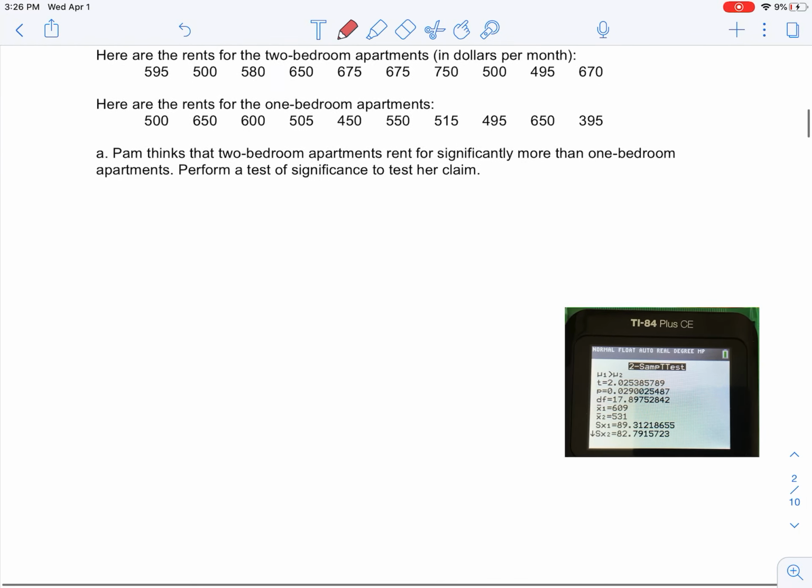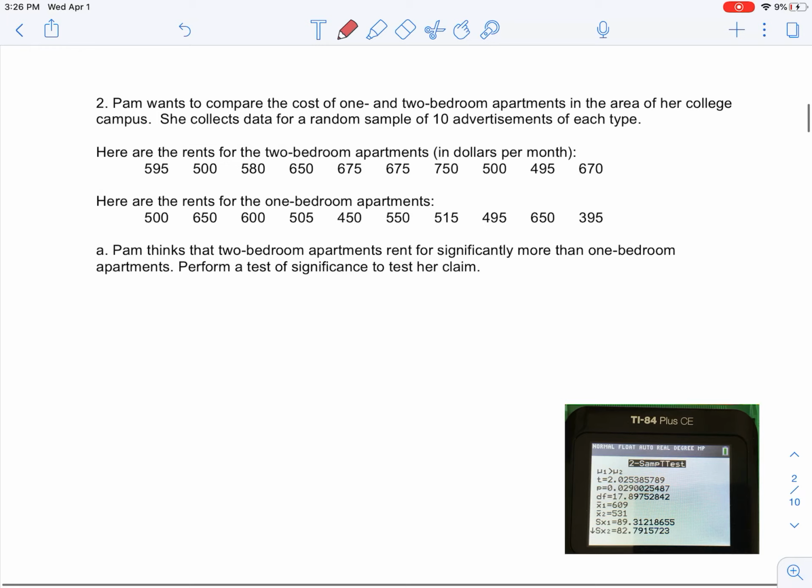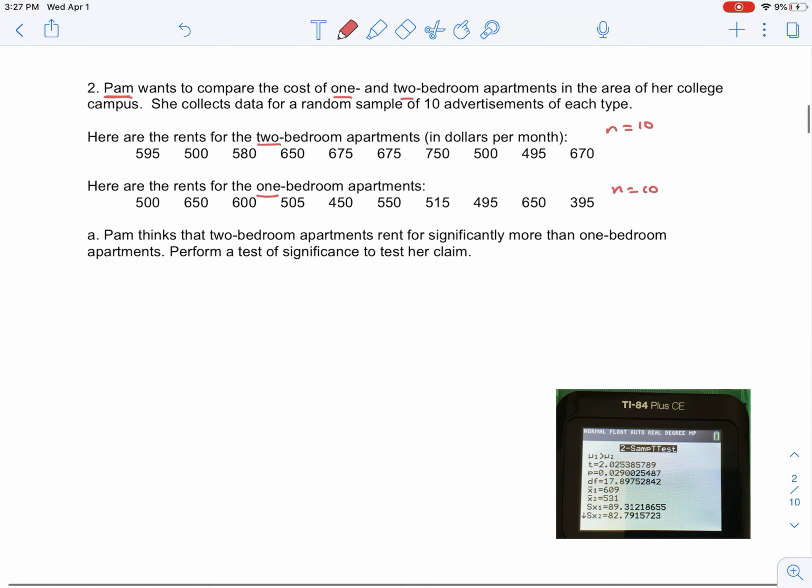Okay, let's try another one. Same idea. This is Pam. Pam is shopping for apartments, 1-bedroom and 2-bedroom apartments. So she's got the price of 10 2-bedroom apartments and 10 1-bedroom apartments. She thinks the 2-bedroom apartments are significantly more than the 1-bedroom apartments. Perform a test.